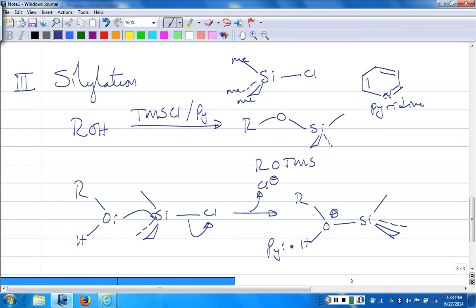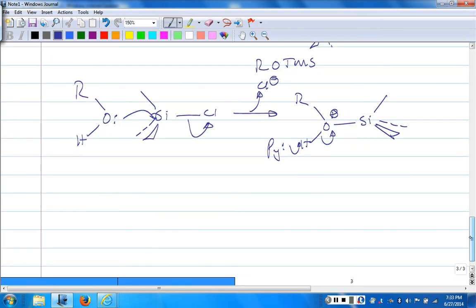Pyridine comes in and pulls off the proton, and that generates this species. So I lose protonated pyridine, which is the pyridinium ion, and I'll have ROTMS.